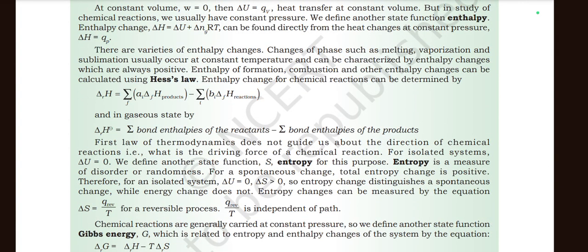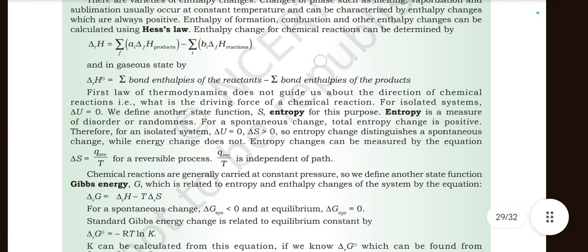This is heat transfer at constant volume, but in the study of chemical reactions, we usually have constant pressure. We define another state function, enthalpy, and the enthalpy change can be found directly from the heat at constant pressure. There are varieties of enthalpy changes due to phase changes such as melting, vaporization and sublimation. These usually occur at constant temperature and can be characterized by enthalpy changes, which are always positive. The enthalpy of formation, combustion and other enthalpy changes can be calculated using Hess's law.